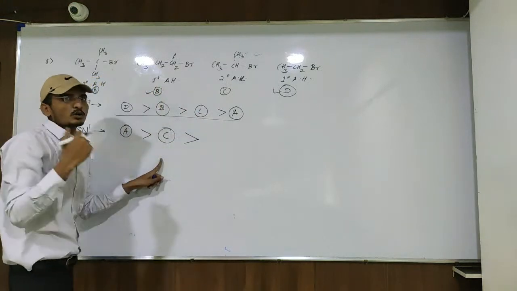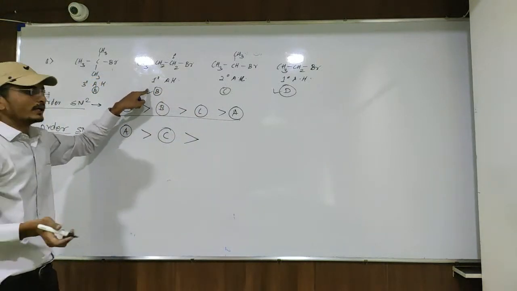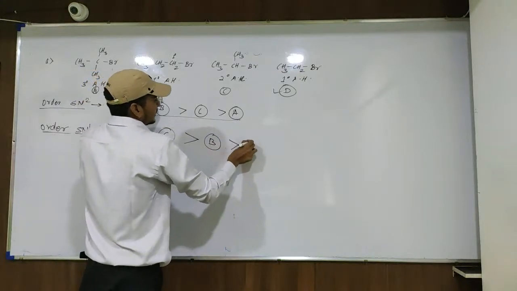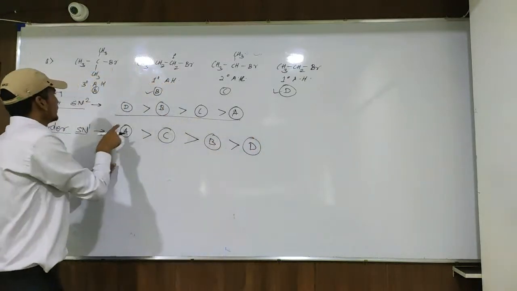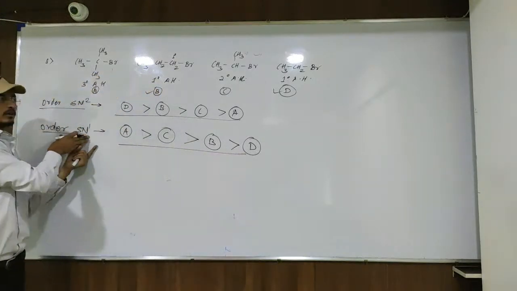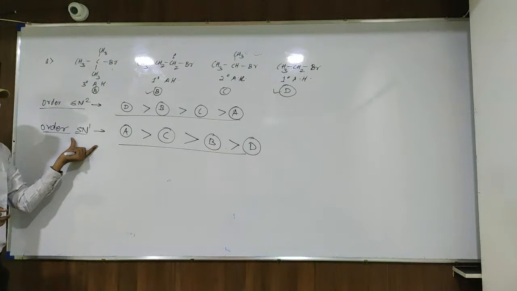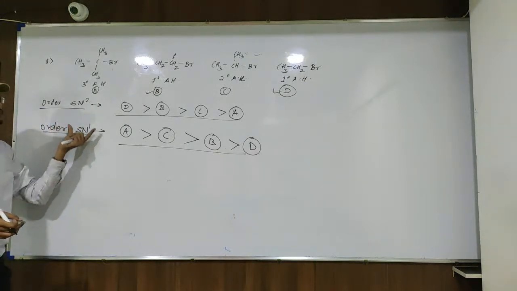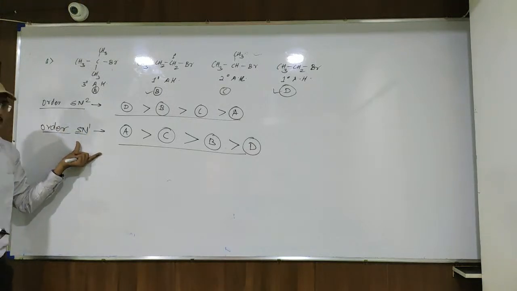मग यातला बल्कीनेस कोणाकडे जास्त आहे, B मध्ये, म्हणून तुमचा ऑर्डर काय येणार आहे B, आणि लास्टला काय येणार आहे D. म्हणजे बघा एक्झॅक्टली अपोजिट टू द SN2. So that is the order of reactivity with SN1 reaction. Okay, and this is the order of reactivity with the SN2. मग आता SN2 आणि SN1 मधला तुम्हाला फरक समजला असेल.